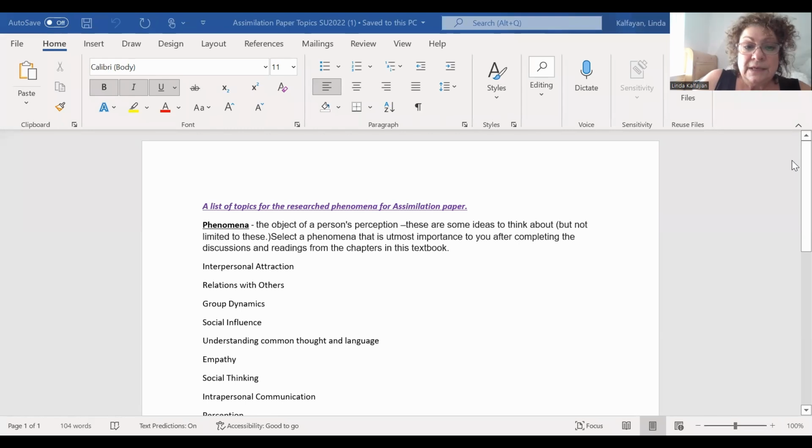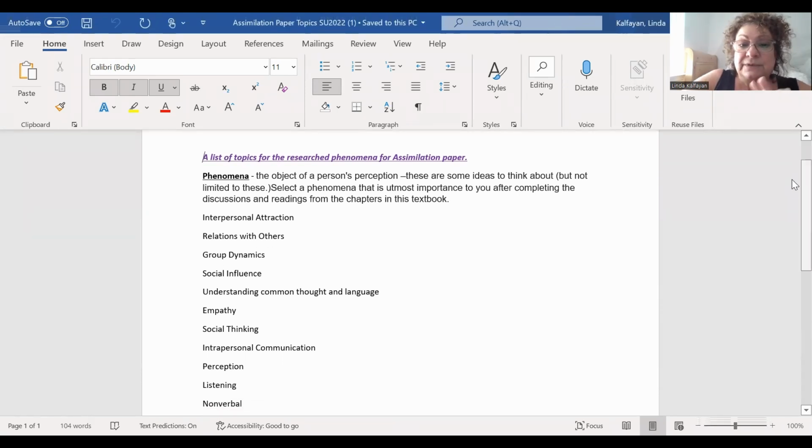Okay, so phenomena, the object of a person's perception. These are some ideas to think about, but not limited to. So you can select other topics or combine topics on this list. Select a phenomena that is of utmost importance to you after completing the discussions and readings. So interpersonal attraction. While you were reading, studying, listening to discussions, is this the area that you want to develop, why we are certainly attracted to some people compared to other people? What is interpersonal attraction?